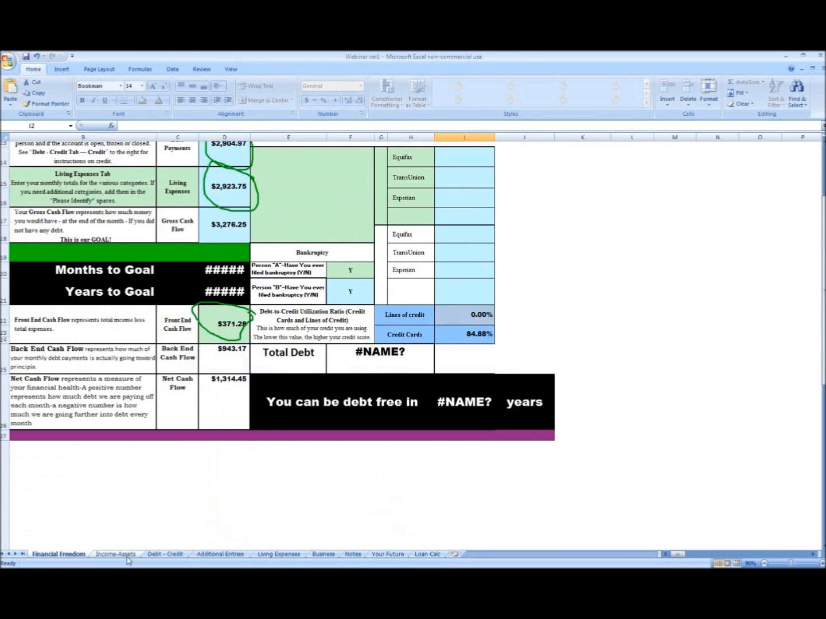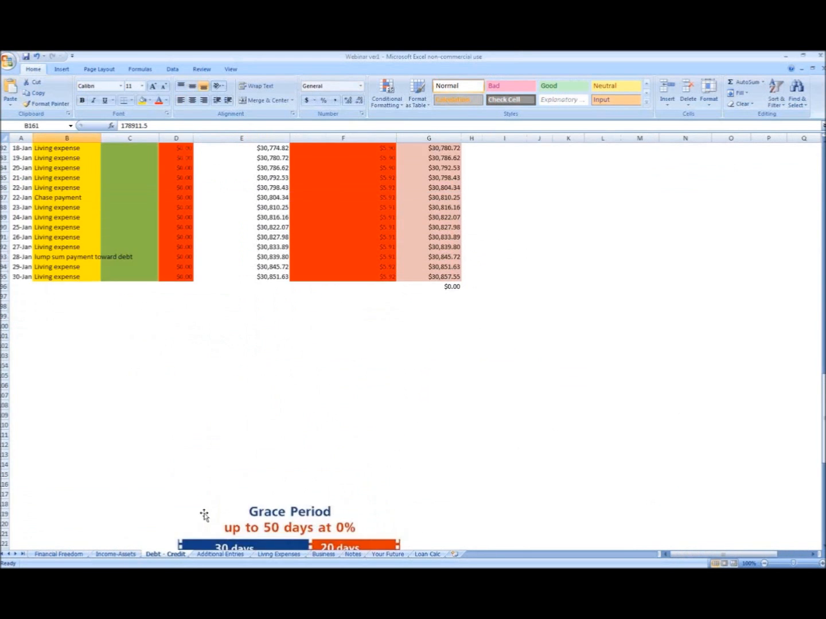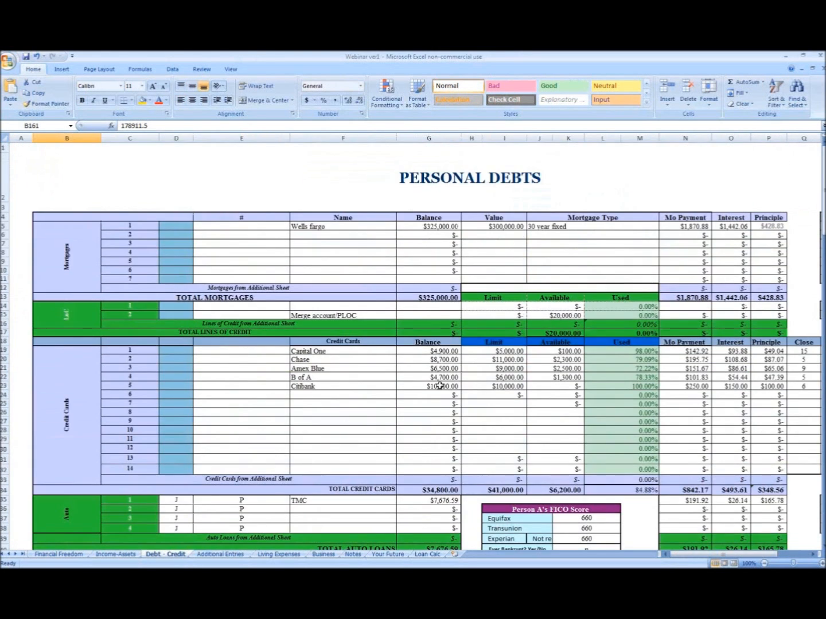So what we're going to do is look at this person's debt, and we have a debt page here. This person has a $325,000 mortgage. The value's $300,000, so they're upside down. Their payment's $1,870 a month, and you can see how much interest they pay versus principal, right?